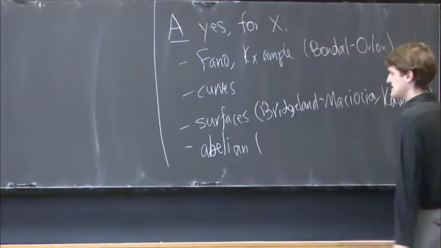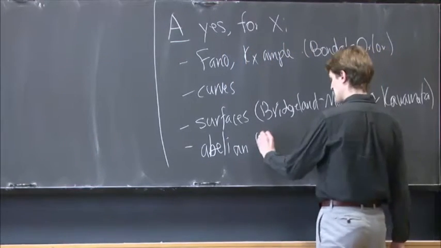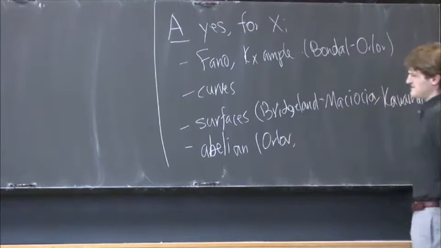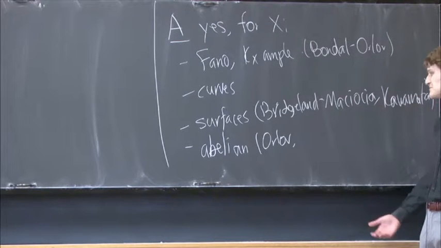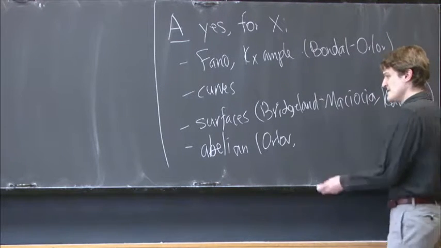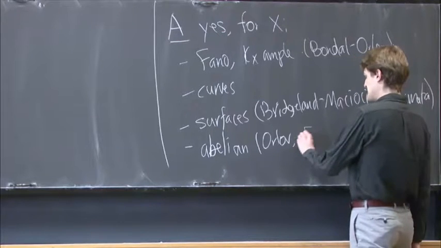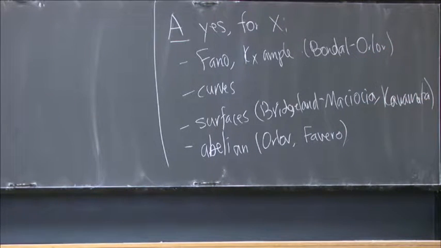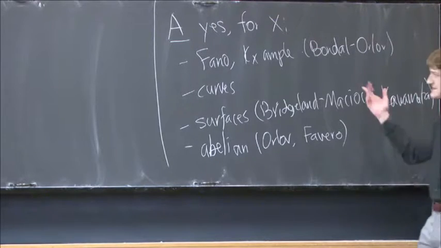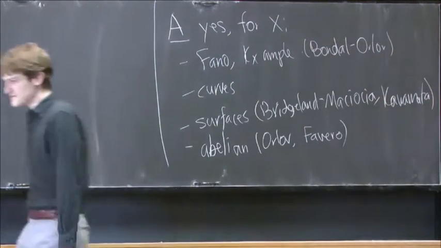I guess this has sort of two parts. So Orlov showed that for a given abelian variety, the set of other abelian varieties with the same derived category is always finite, and you can more or less get a handle on what they are. And then as a second part, Favero showed that if you're derived equivalent to an abelian variety, then you are an abelian variety. And so together, these two things show the question has an affirmative answer.